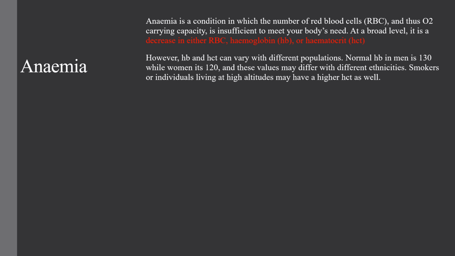Hemoglobin and hematocrit can vary with different populations. That's why I said it can be either, because a normal hemoglobin in a regular population is usually 130 in males and 120 in females, grams per liter. But these values can differ with different ethnicities. For example, African Americans, I think, were seen to have lower hemoglobin values compared to the average population. And the same with smokers or individuals living at high altitudes, who may have a higher hematocrit as well.